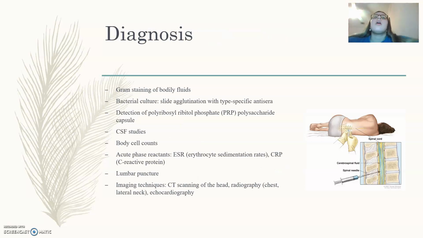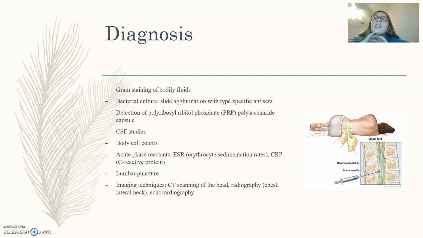So diagnosis. Practitioners and healthcare providers will usually want to run a multitude of tests. They won't just run one. If you're getting a positive on a number of tests, that's when they'll start to suspect that you have Hib. First they'll do a gram stain of bodily fluids and a bacterial culture of bodily fluids as well. And they'll try to detect if you have the polyribosyl ribitol phosphate polysaccharide capsule, which is one of the main characteristics of Hib. A CSF study is something they'll want to run, which includes gram staining, bacterial culture, and it looks at your protein levels in your body.